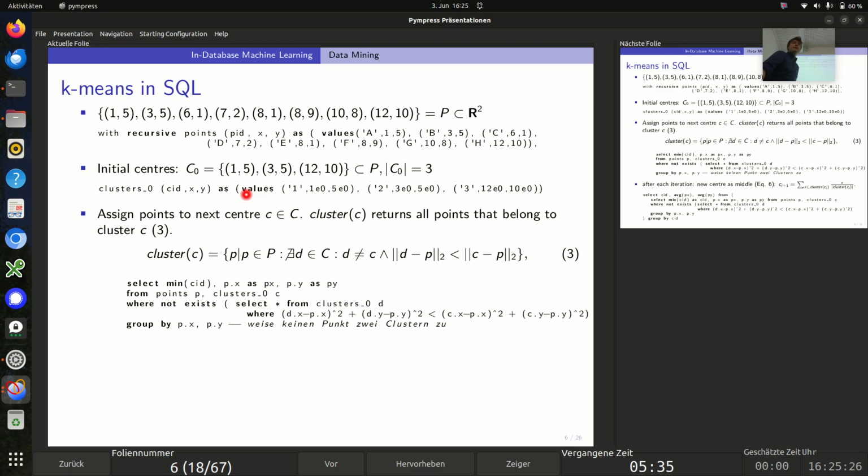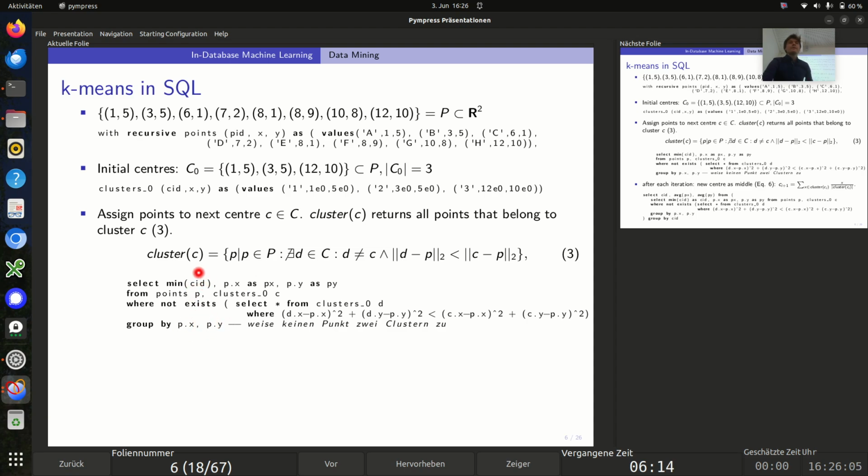And now the hard, tricky part, we need a function that returns all the clusters. And that's what we do. Here we say, okay, we want all clusters for which there does not exist a cluster that is closer. So it does not exist another cluster that is closer to the one. And then I say the minimum CID, so I used an aggregate function by the actual point coordinates.